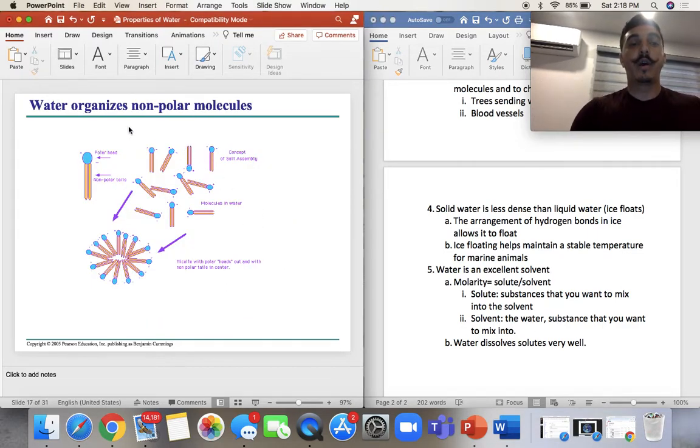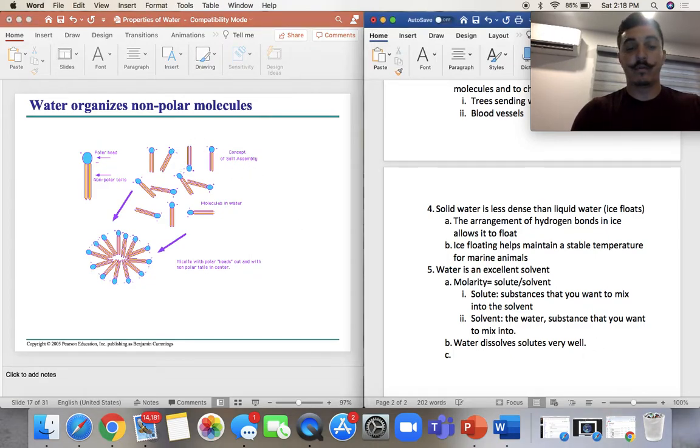Also, water is able to organize nonpolar molecules. So let's write down a couple of things here that are going to be important. Polar means water loving or hydrophilic. Hydrophilic.